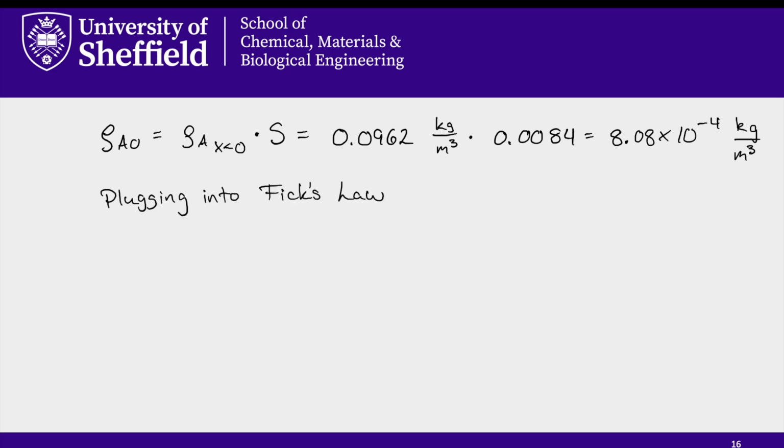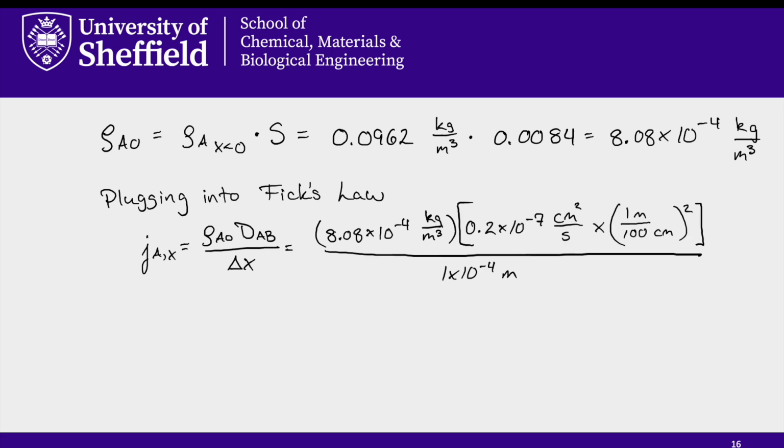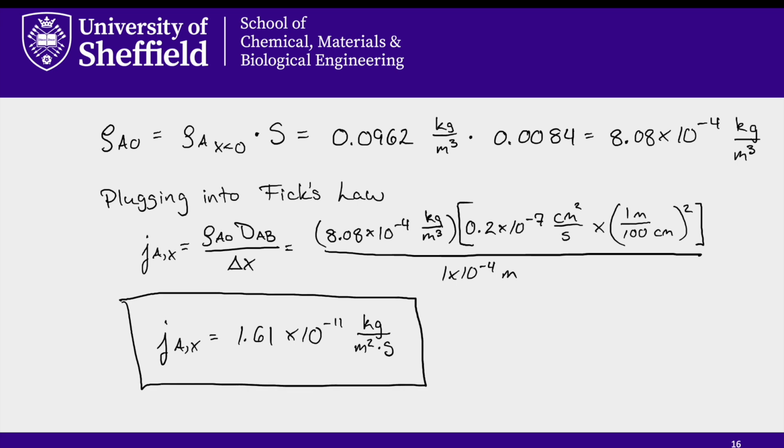Finally, we're able to plug this into Fick's law and solve for the actual flux. So we have rho A naught, we're given diffusivity, and we know the thickness. For the diffusivity, remember to convert it from units of centimeters squared per second to meters squared per second. And we can just plug the numbers and get our final solution for the mass flux of helium in glass.